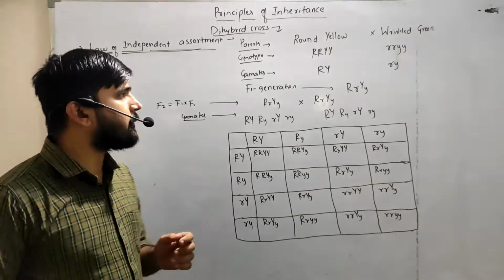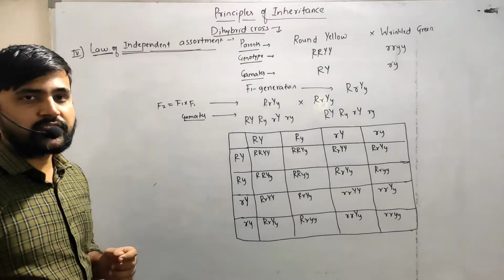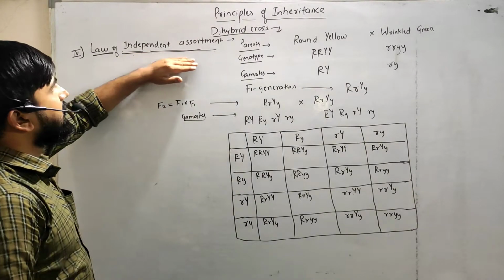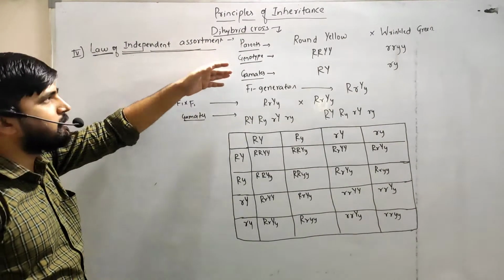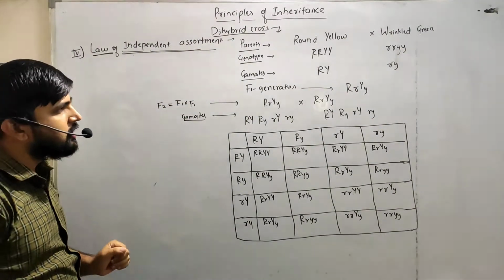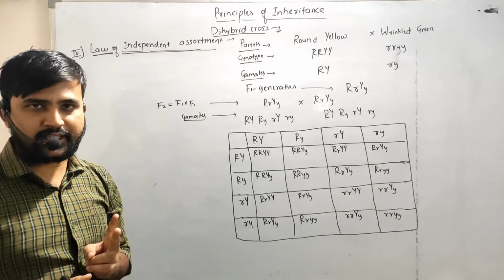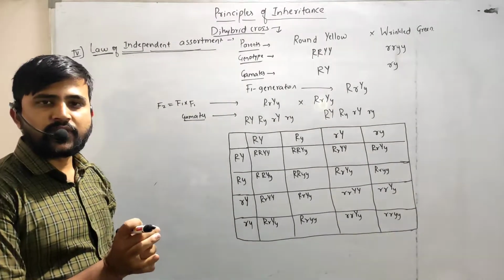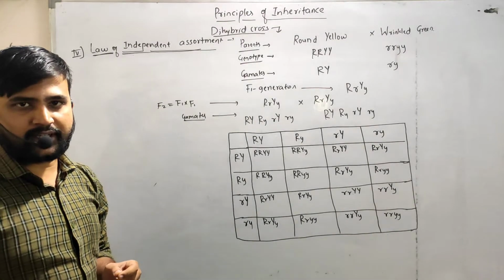In case of dihybrid cross, we are explaining the dihybrid cross, which is included in the law of independent assortment. The law of independent assortment is explained through the dihybrid cross. In this case, we are considering two contrasting characters: one is the shape of the seed and the second one is the color of the cotyledon.